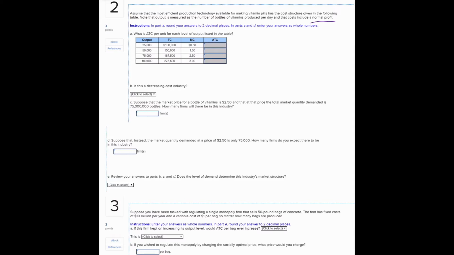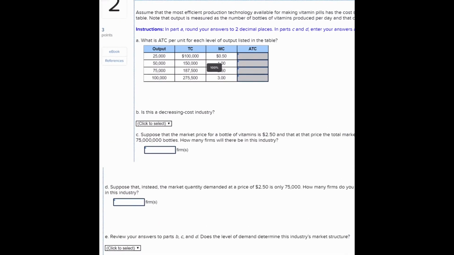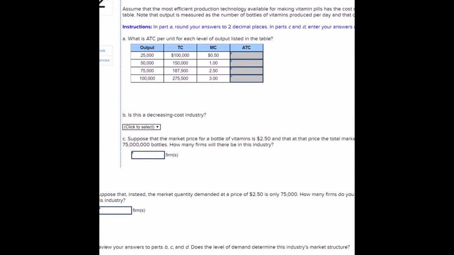So here we have the data, and we're just going to take the information we have and calculate average total cost.